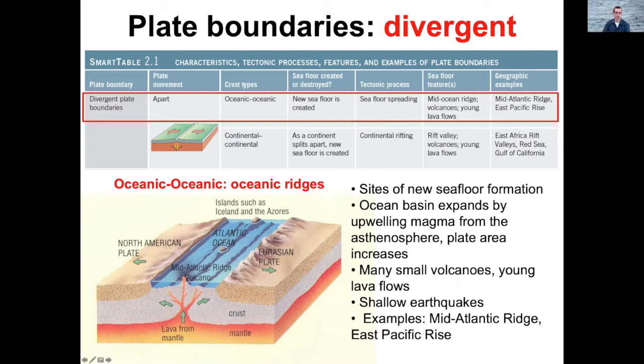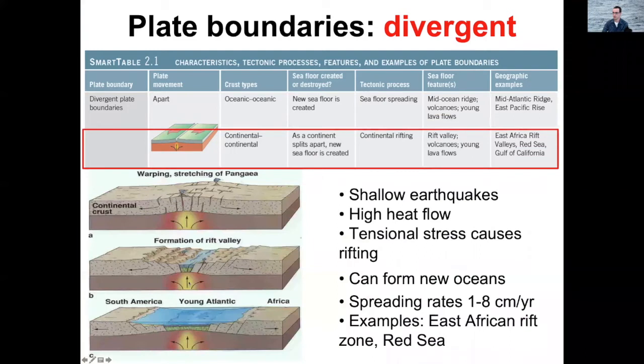The East Pacific Rise is another example that's fast spreading ocean-ocean divergence. Where you have continent-continent divergence, this, for example, is what happened in Pangaea when Pangaea broke up and you had South America and African plates moving apart, and that's how the Atlantic was formed. So as the continents split apart, new seafloor is created, and so you get rift valleys that form. And then, for example, you get the East Africa Rift Valley. We talked about that a bit last time. That's an example of plate breakup and formation of new oceans.